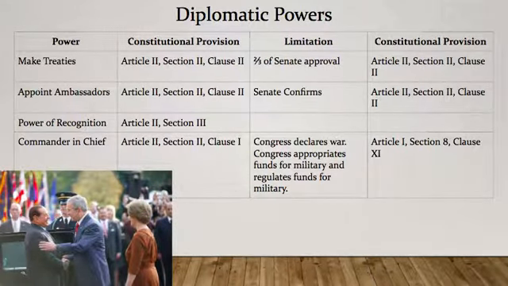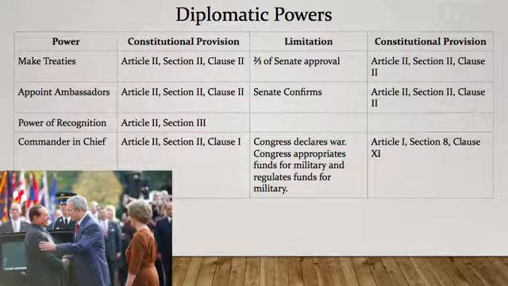Next up in the presidential hats, so to speak, would be his diplomatic powers as the chief of state or the head of state. The first of his powers that you could probably look at is the ability to make treaties with nations. You will notice, first off, that almost all of these have limitations. So the president might be able to make a treaty, which can be found in Article 2, Section 2, Clause 2, but it will require 2/3 of the Senate to approve it.